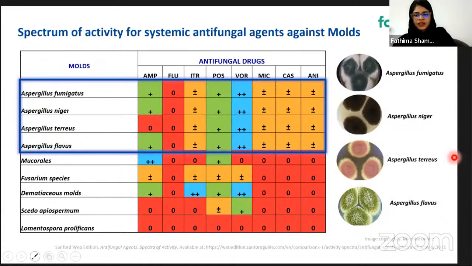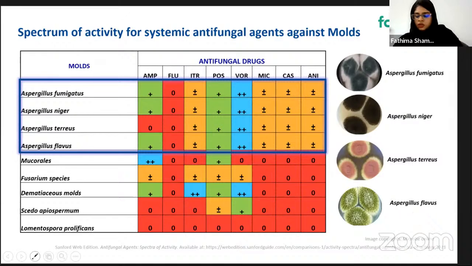The Aspergillus species include Aspergillus fumigatus, Aspergillus niger, Aspergillus terreus, and Aspergillus flavus. These are the leading cause of human aspergillosis, aspergilloma, allergic bronchopulmonary aspergillosis, and invasive aspergillosis. They are susceptible to voriconazole, as you can see here in the chart, and also to posaconazole and amphotericin B, except Aspergillus terreus, which is resistant to amphotericin B. All the molds, actually the entire mold family, are resistant to fluconazole, and they have variable activity towards echinocandins.